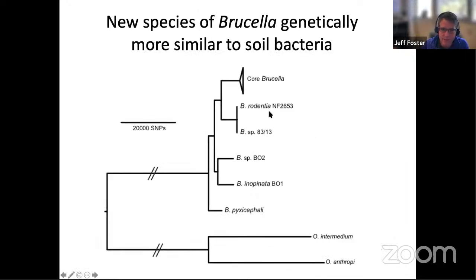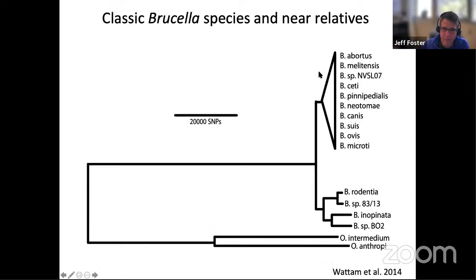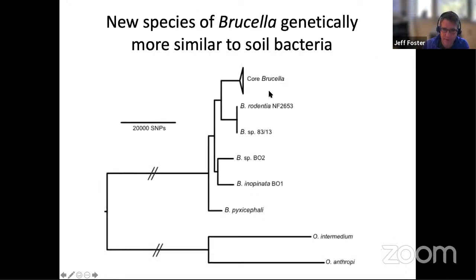And so what's interesting, go back, the classic Brucella are up here, also known as the core Brucella. And so these are that classic or core Brucella here. And then these are a bunch of new genomes that we had. And so it turns out these ones out here that are outside of the core Brucella, the ones that we're finding more recently, share a lot more similarities to the soil bacteria, particularly the Ochrobactrum.